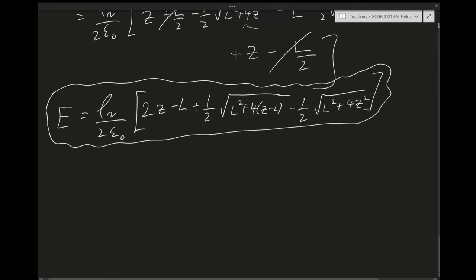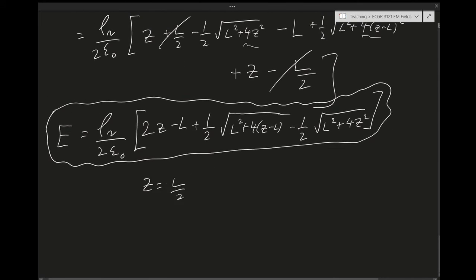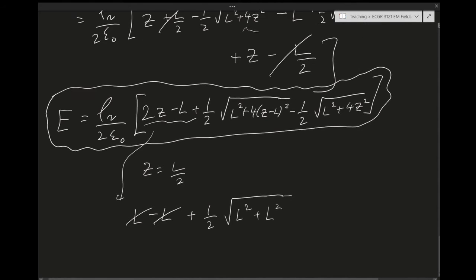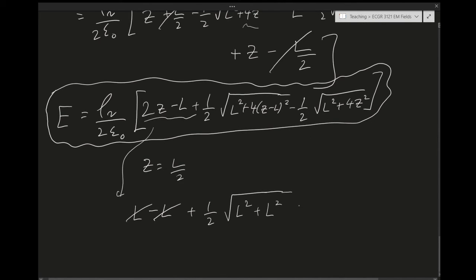Well, what happens here if I set z equals L over 2? Let's just take this expression, right? I end up with L over 2 times 2, I end up with L minus L. That cancels out, plus half square root L squared plus 4 z minus L. Z is L over 2. L over 2 minus L is, oh sorry, squared. This has squared in it. L over 2 minus L is minus L over 2 squared. That gives me L over 4, right? So that gives me L squared, right? And then minus half L squared plus 4 z squared.